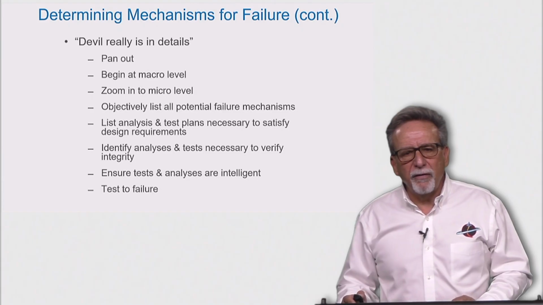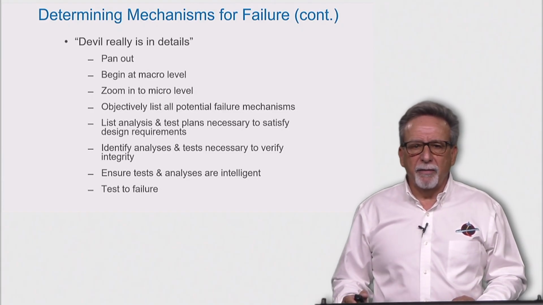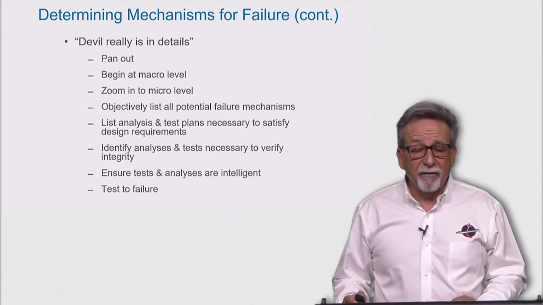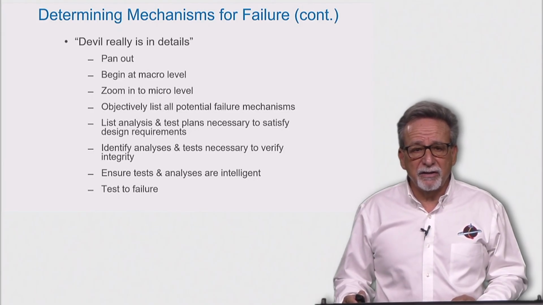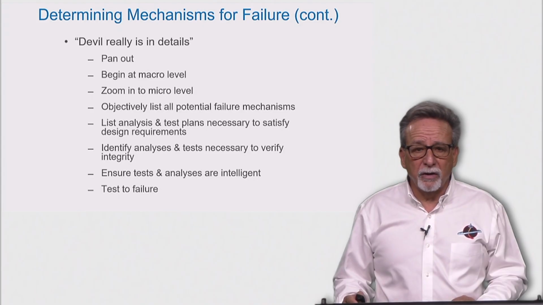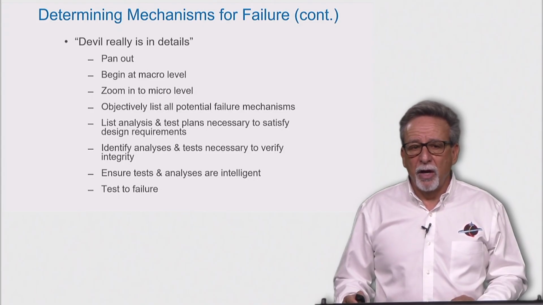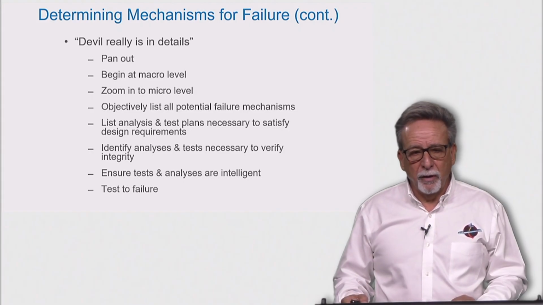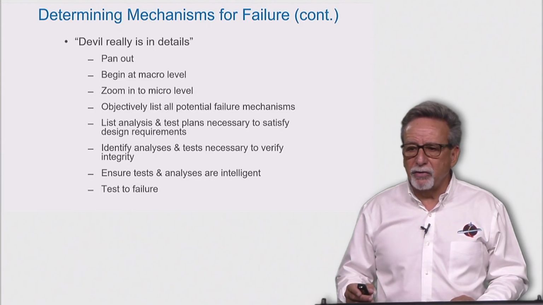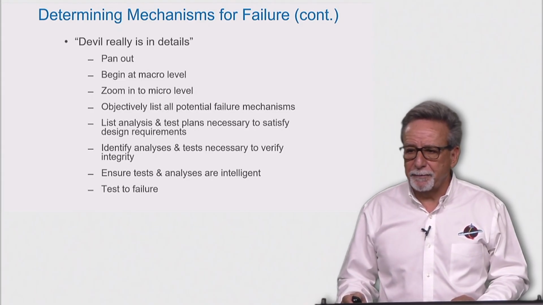You need to list every potential failure mechanism, and it's important you look at your ideas objectively. Identify analysis and test plans necessary to identify and address all the potential failure mechanisms you can think of. Identify also all analysis and test plans that you need to mature the various concepts. And of course, you test the failure. You ensure the tests and analyses are intelligent. You get the most out of every possible test.